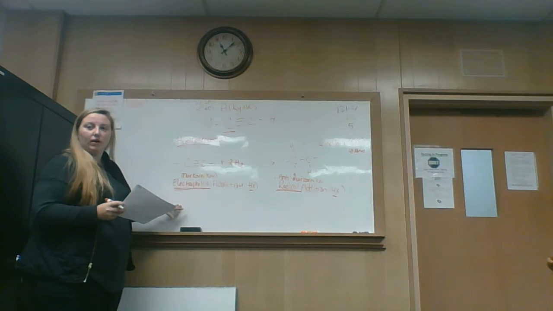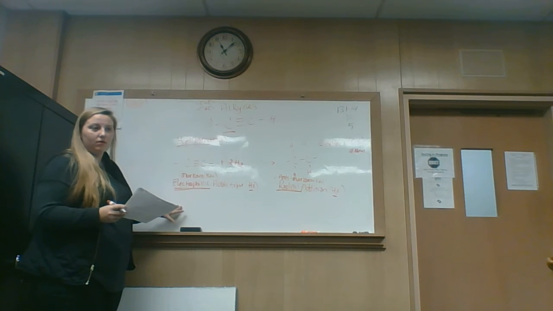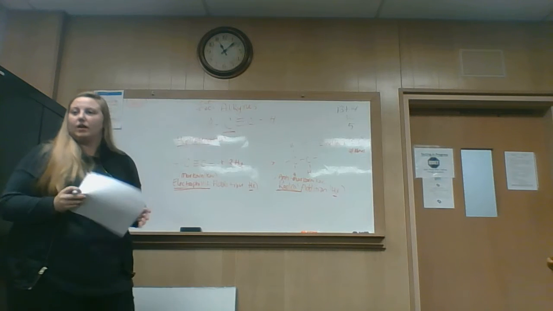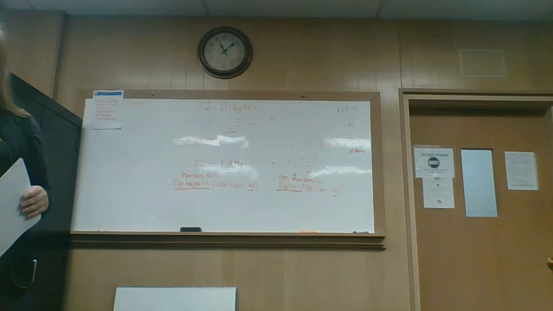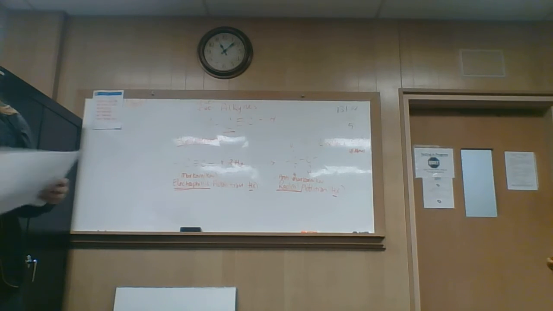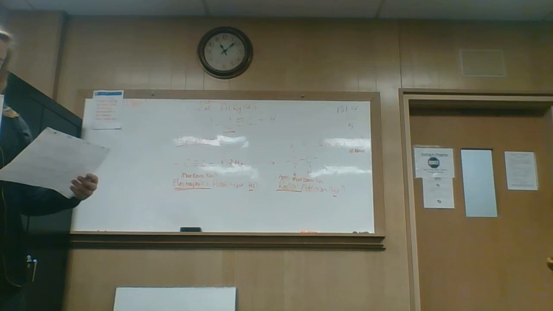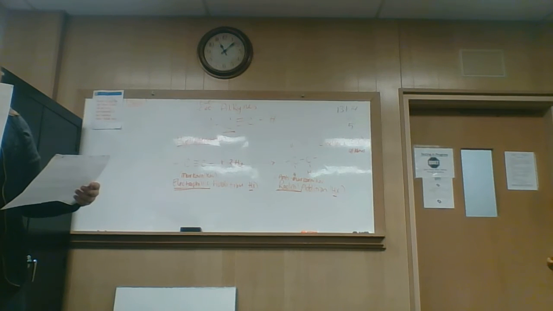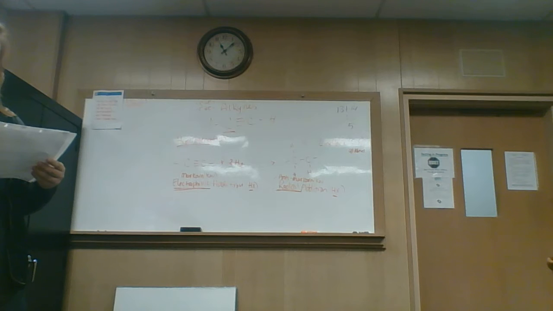Do you guys want to review Markovnikov versus anti-Markovnikov? I see a couple of yeses. On Cosper's notes for chapter 13, it says electrophilic addition of HX, and it says radical addition of HBr.